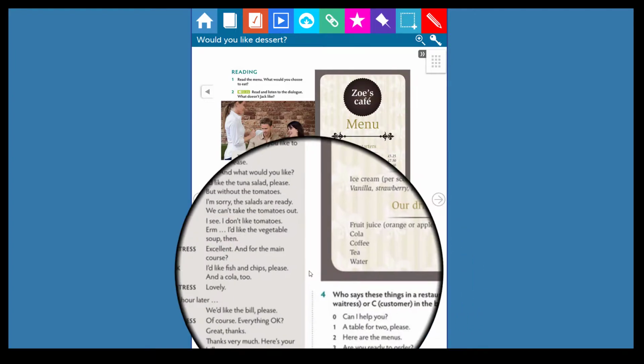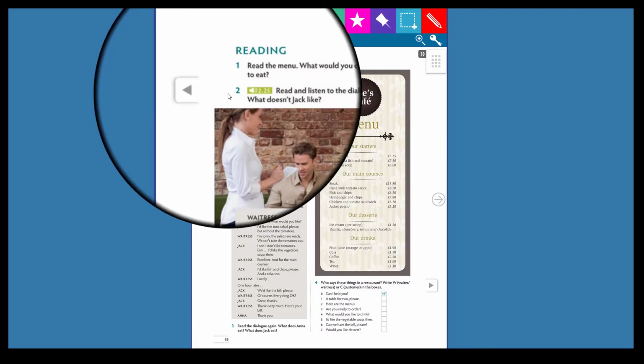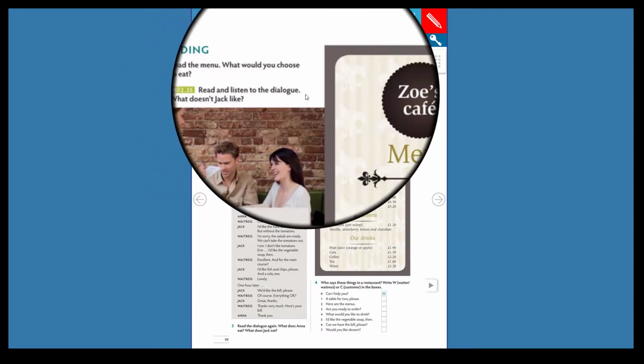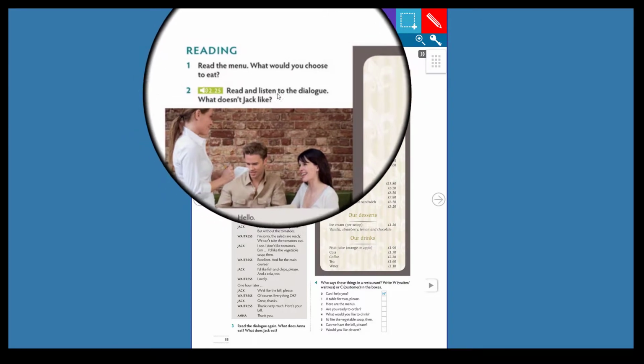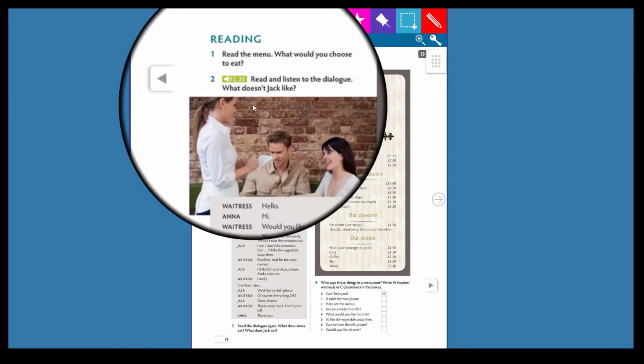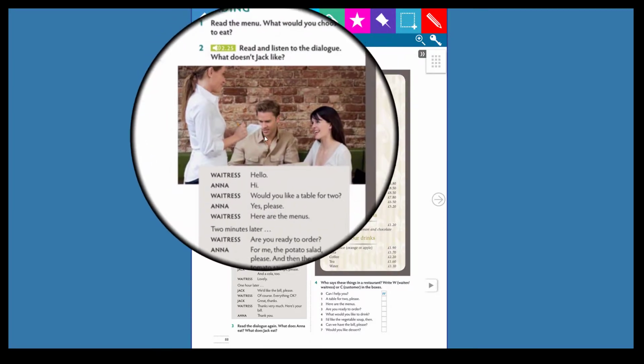Okay, so now we're going to do activity number 2. Read and listen to the dialogue. What doesn't Jack like? That is the first question that we have to answer. Okay, so let's start with the reading.